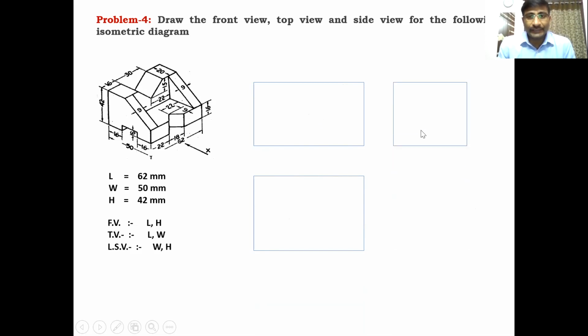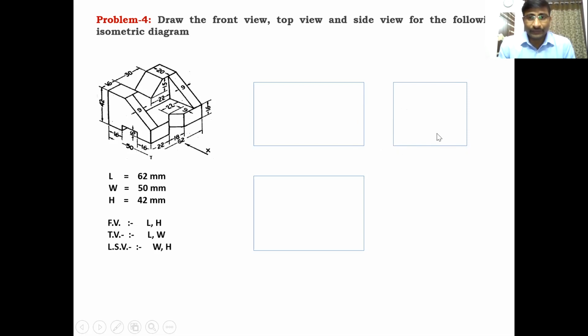And the side view box, which is adjacent to the front view, is on the right side of the front view, because we can draw the left side view for this diagram. Left side view is always on the right side of the front view in the first angle projection method. After constructing these 3 boxes, the side view box dimensions are width 50 in this direction, and height 42 in this direction.